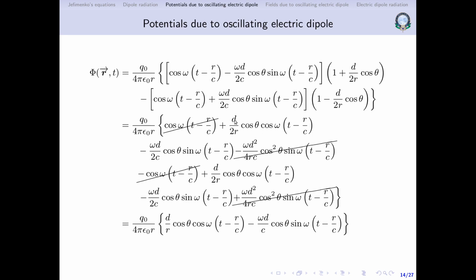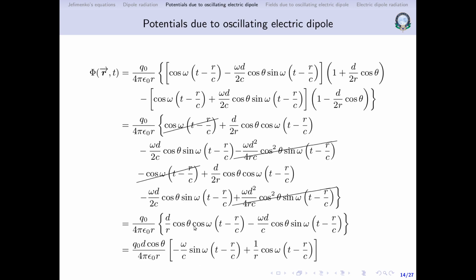So as a result we'll get this into 2, so this 2 will vanish, so we'll have d by r cos theta cos omega t minus r by c. And here this also will multiply by 2, because this is identical with this, of course with a minus sign, so 2 will again vanish here, so omega d by c cos theta sine omega t minus r by c. So this is what we got.